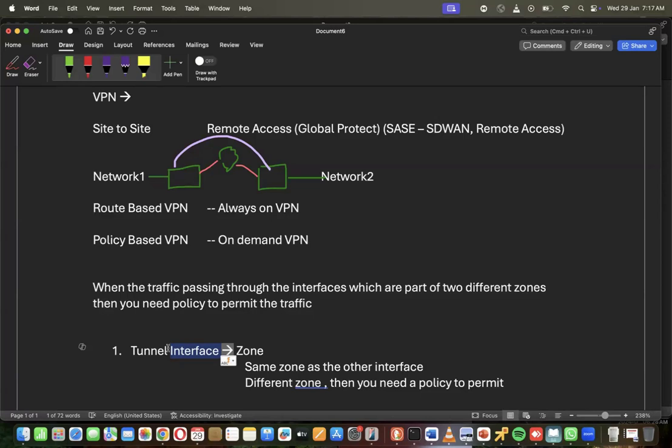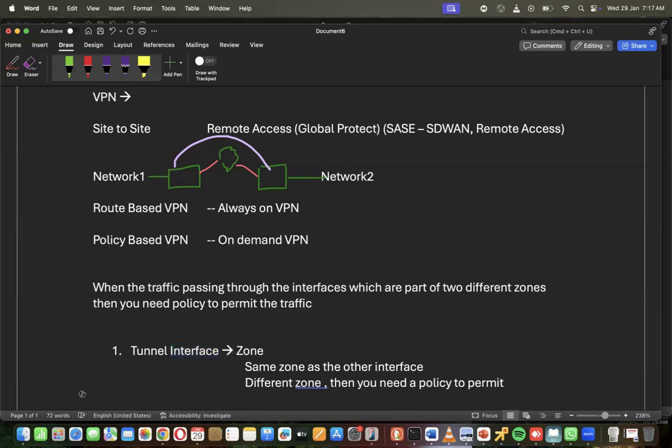You have to keep in mind: you have to have a tunnel interface. The tunnel interface is supposed to be associated to a zone. Depending on the zones between which the traffic is flowing, you need to take a call whether you need to have a policy or the traffic can be permitted with the default policy.